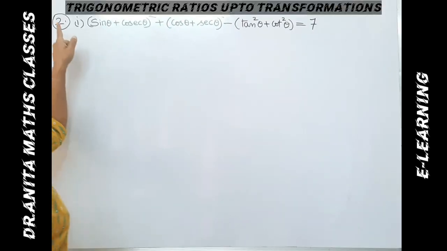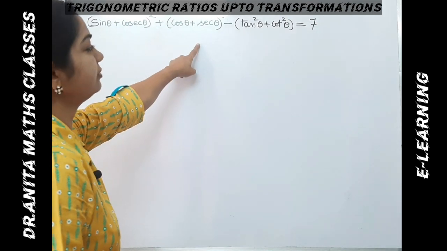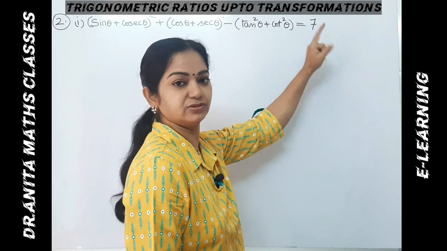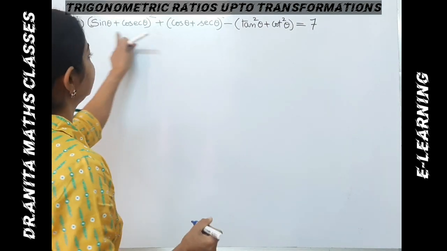Please note it down. In the second problem of the same section, the first bit I have noted down. Here this is equal to 7. So we have to simplify it into 7. Let's start with the LHS.